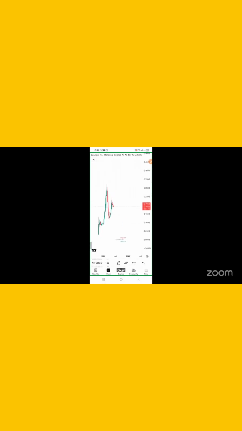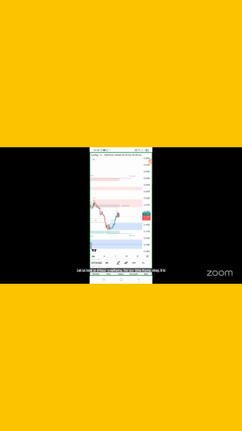Okay, this is a long trade. We are on a 1 week time frame. Let's look at the 4-hour time frame. Okay, it is telling you to go long, and we can all see that this coin is coming here anytime.